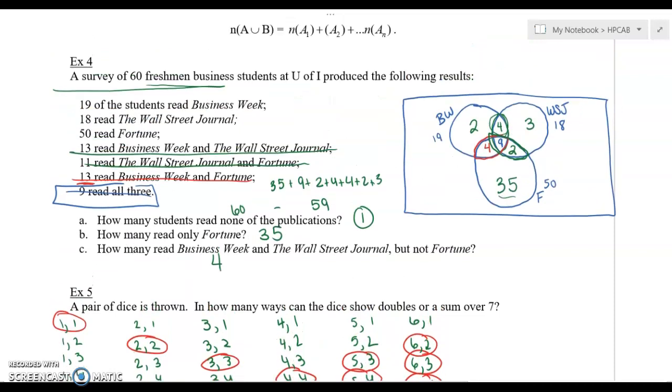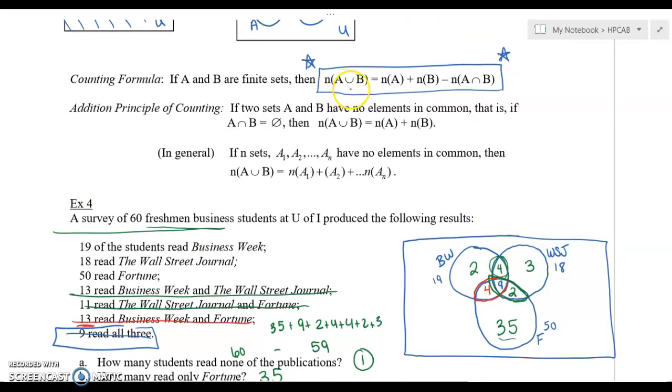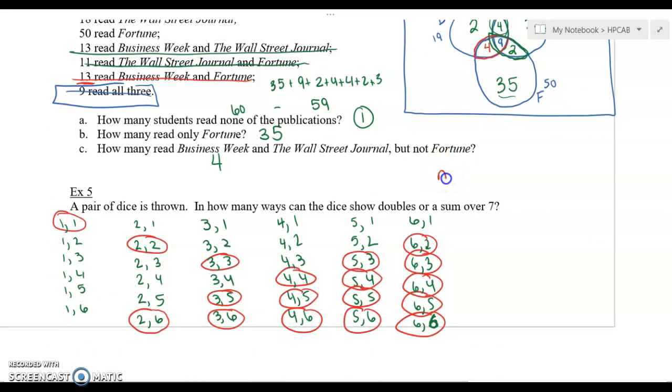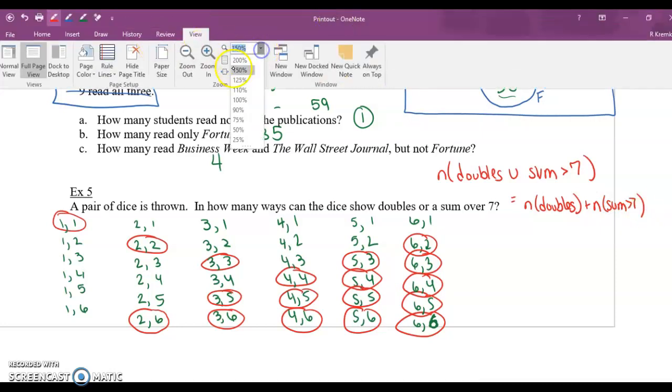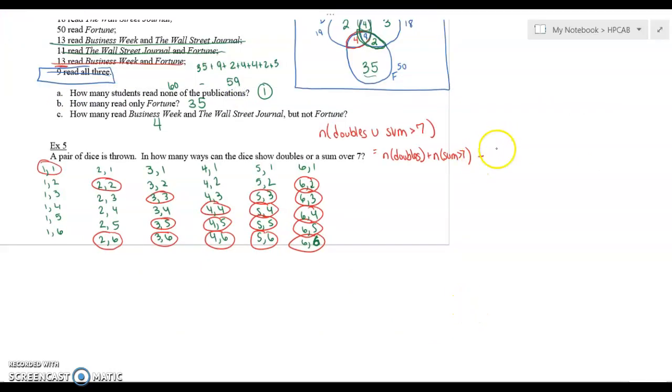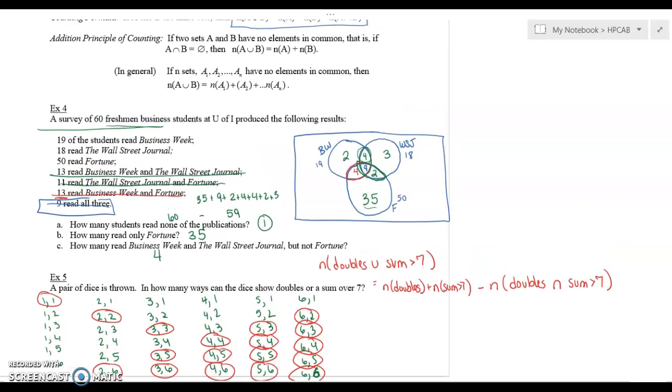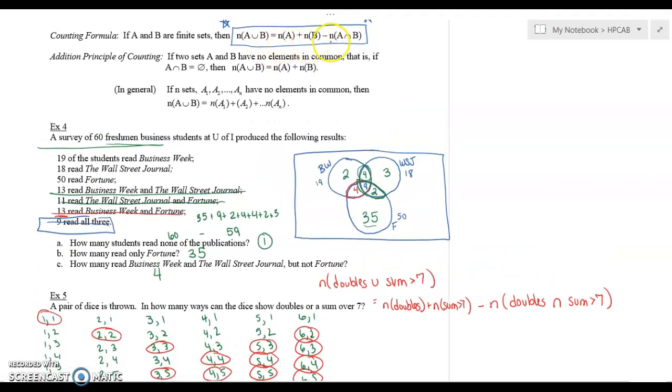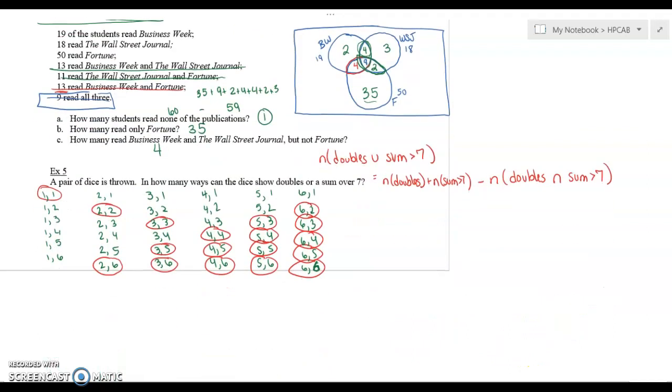Or the other possibility is you can use this lovely formula. So I'm going to show you how this works. What we're doing is the number of doubles union a sum that's greater than 7. If we follow that formula, it's going to equal the number of doubles plus the number of those that are a sum greater than 7. Let me zoom out so I can fit this better. Minus the number of doubles intersected with a sum greater than 7. So you can see the formula up here. We're doing the number in the first set plus the number in the second set minus the intersection of those two sets.